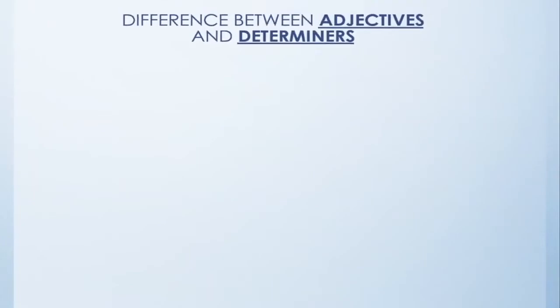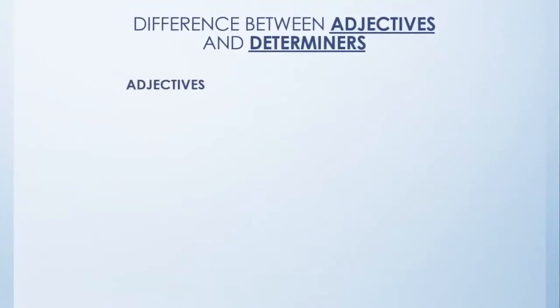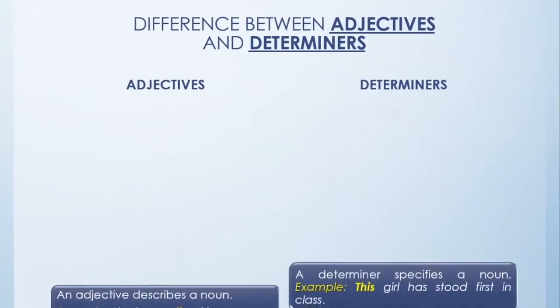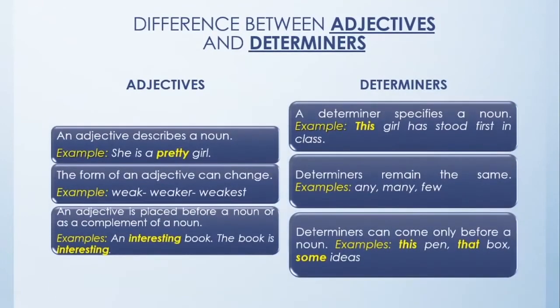How can we differentiate between adjectives and determiners? We all know adjectives describe a noun. She is a pretty girl. The word pretty is telling us about girl. This girl has stood first in class. The word this pinpoints or specifies the girl who stood first. So, a determiner specifies a noun.